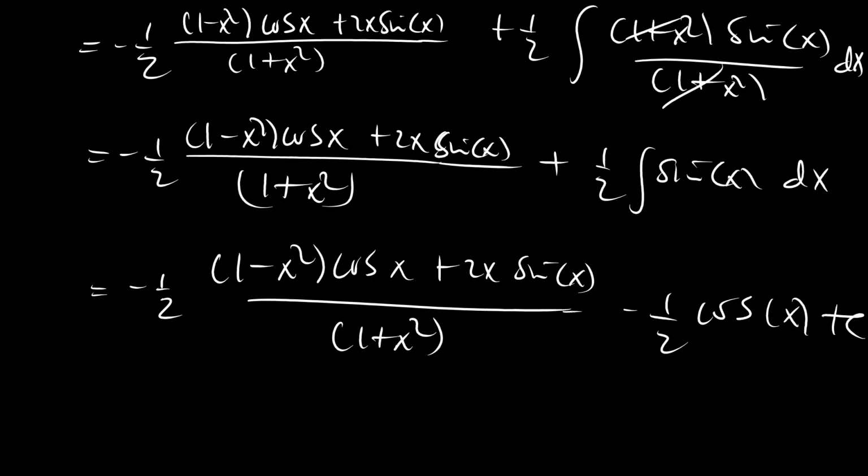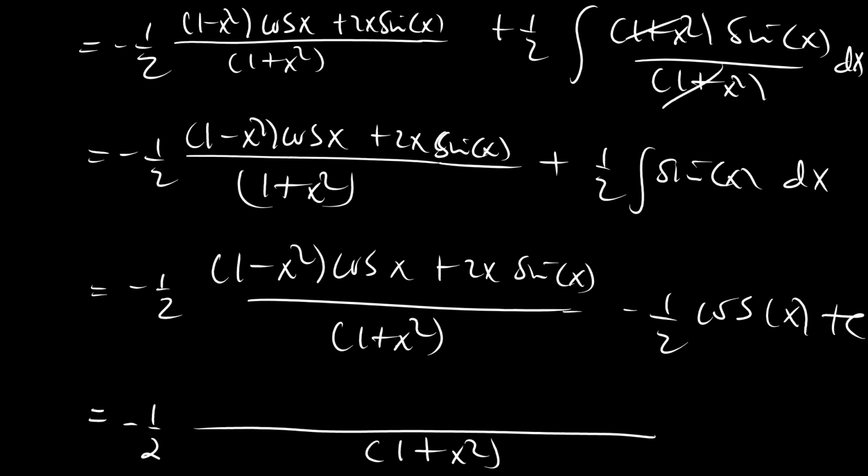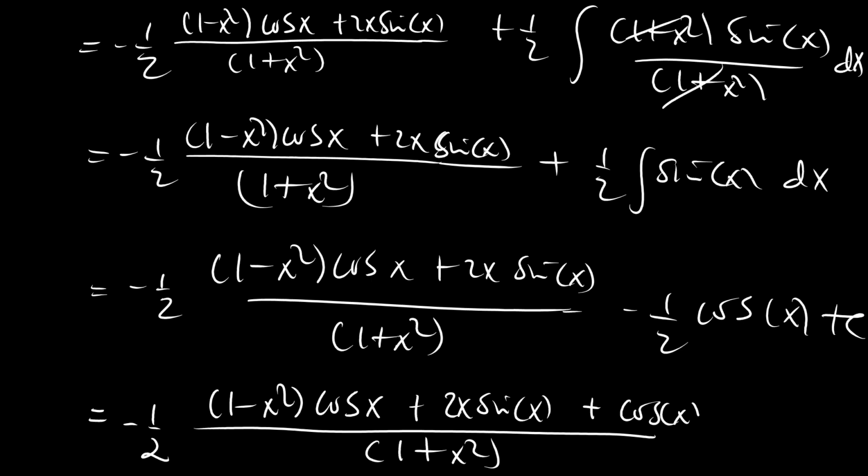Now we can combine everything in such a way that we would have in the denominator 1 plus x squared, and then we can pull half on this side, and we have 1 minus x squared cosine of x plus 2x sine of x plus cosine of x plus x squared cosine of x plus c.